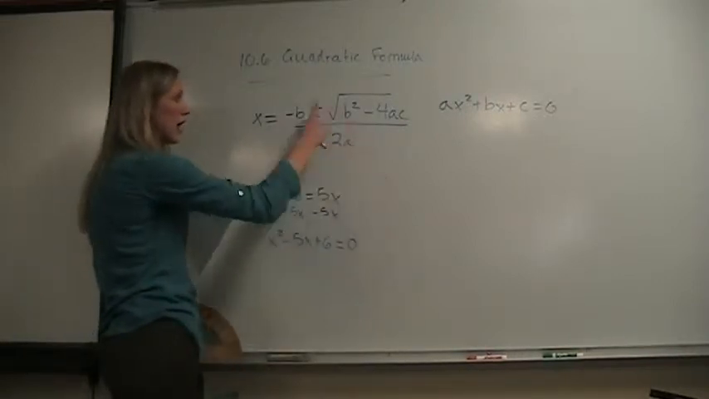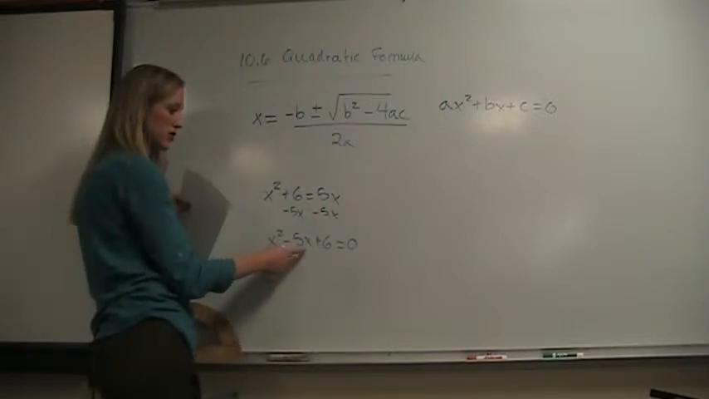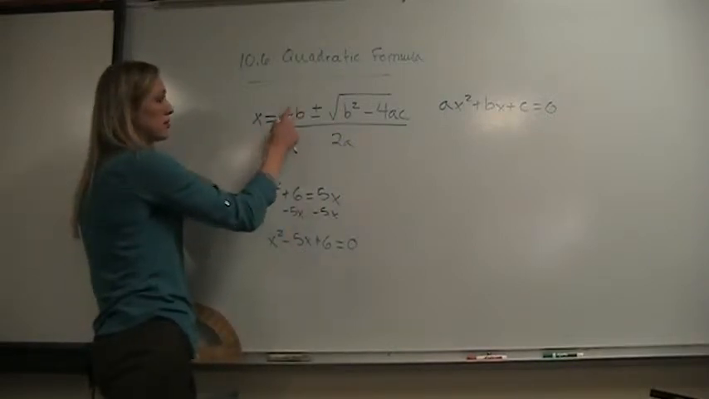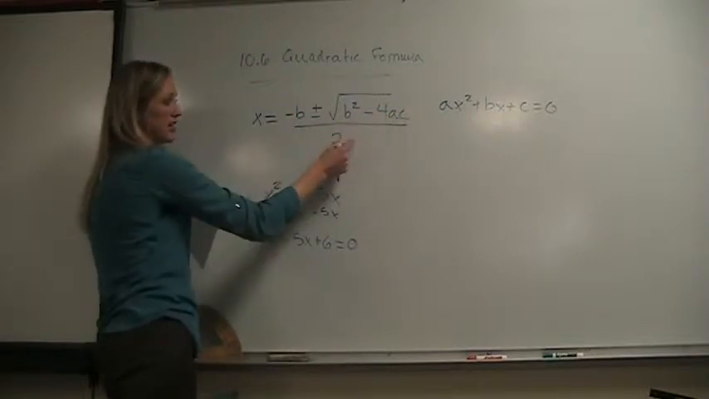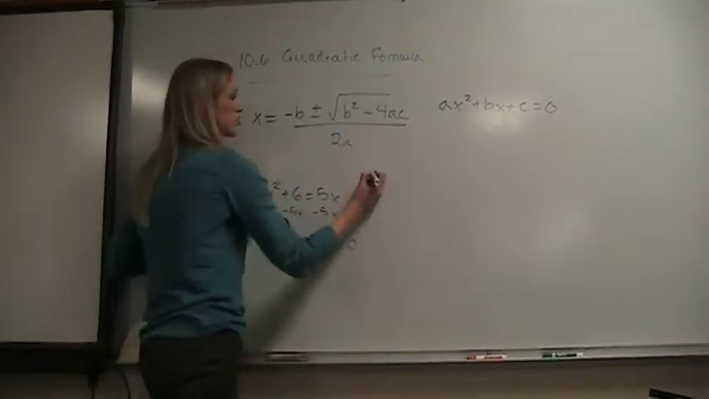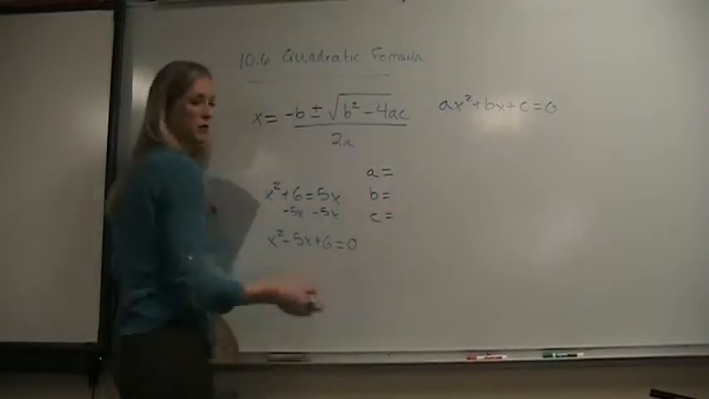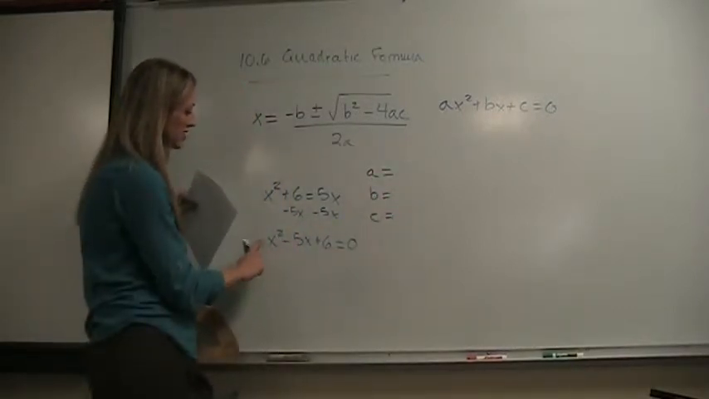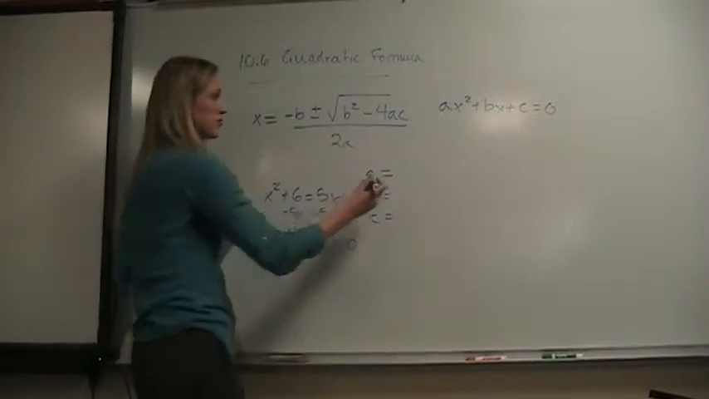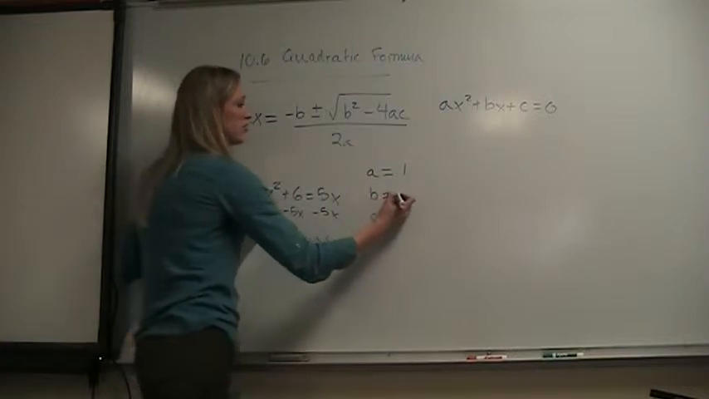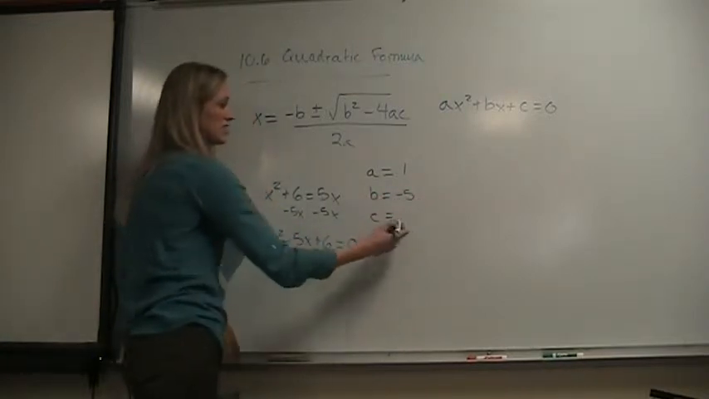Okay, so now I'm just going to use this formula to solve for x. I'm just going to plug in my b here, a here, c here, and a here. So I like to go through and just determine what are my a, b, and c for my equation. Okay? So a in this case is 1. There's no term in front of x. My b here is negative 5. And my c is 6.